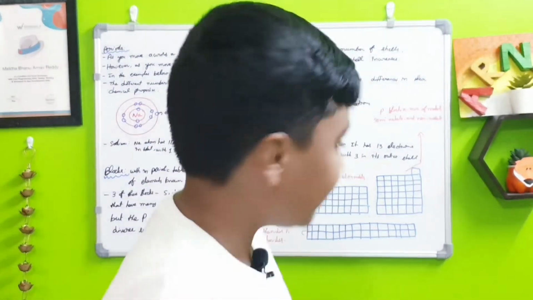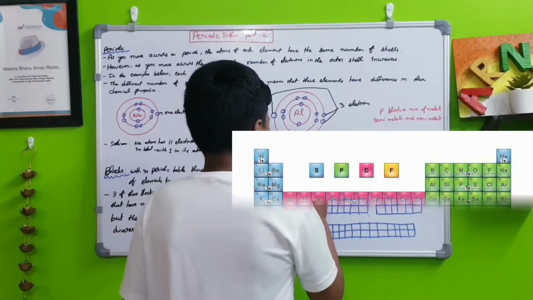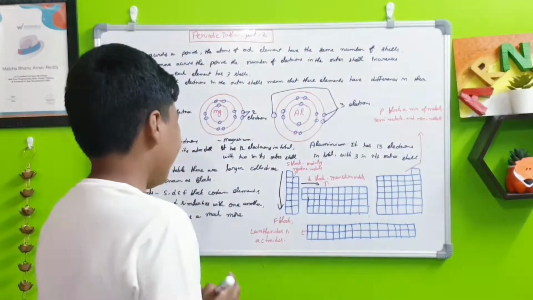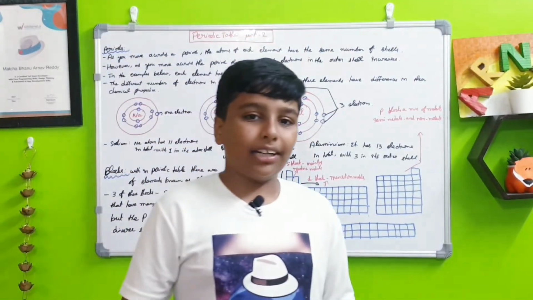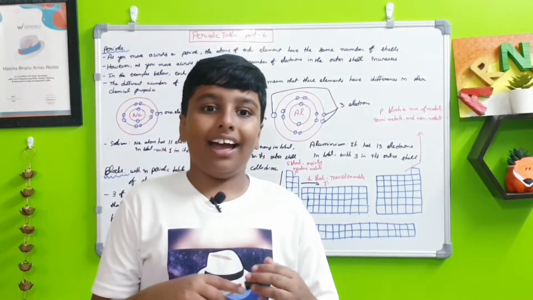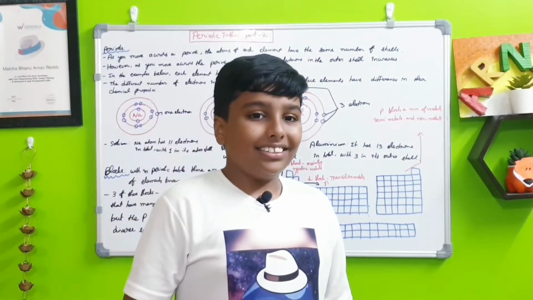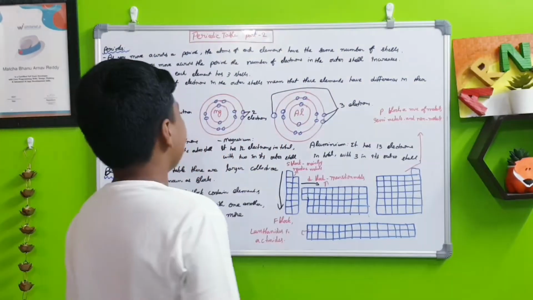Groups go like this, while periods go like this. So that is the main difference between them. Another thing is, in groups the number of electrons in the outer shell is the same, but the number of shells increases, while in periods it is different.